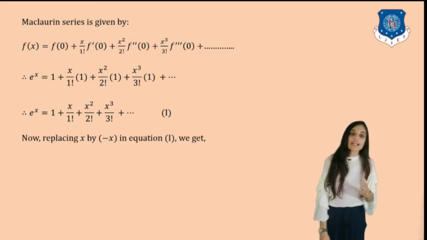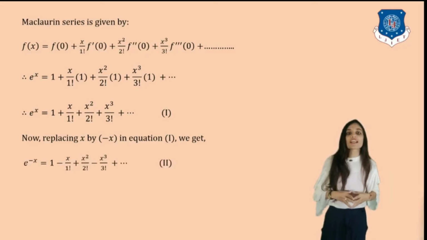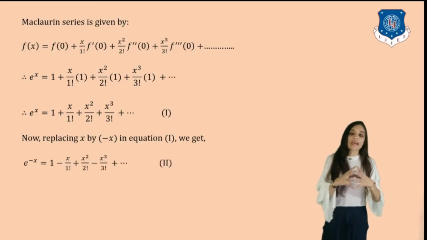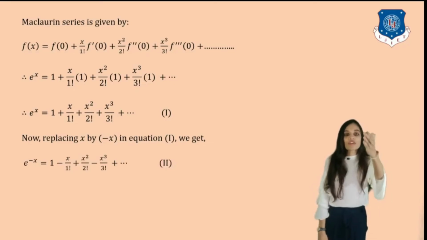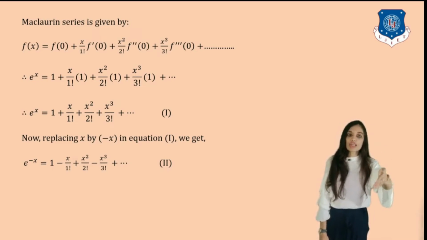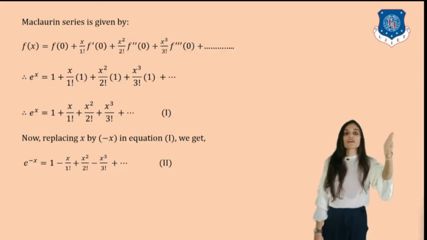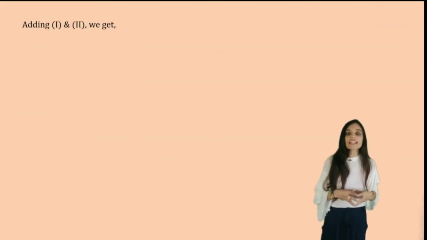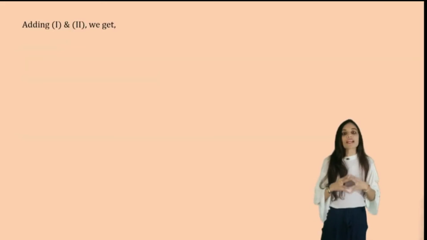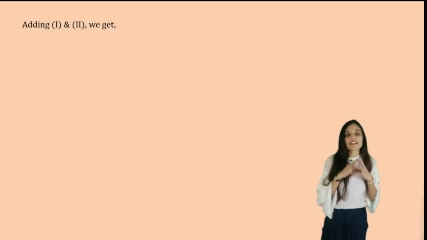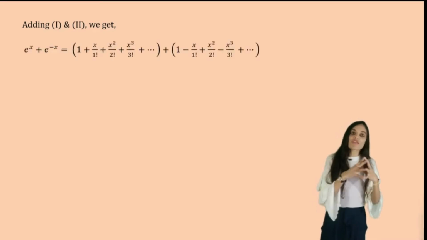Now we have to find the Maclaurin series of e raised to minus x. So what we will do is just replace x by minus x in equation 1. So we will get our Maclaurin series of e raised to minus x, that is equal to 1 minus x upon 1 factorial plus x square upon 2 factorial minus x cube upon 3 factorial plus and so on. Now to find the Maclaurin series of cos hx, first our task is to add the Maclaurin series of e raised to x and e raised to minus x. So we'll add equation 1 and 2.